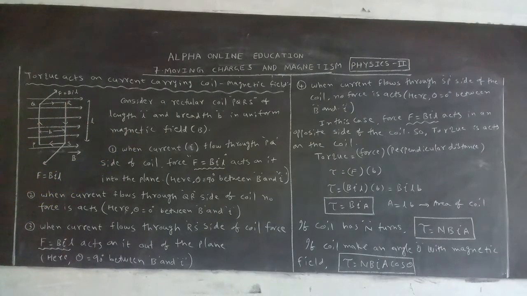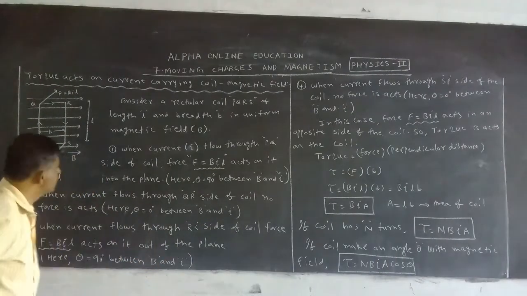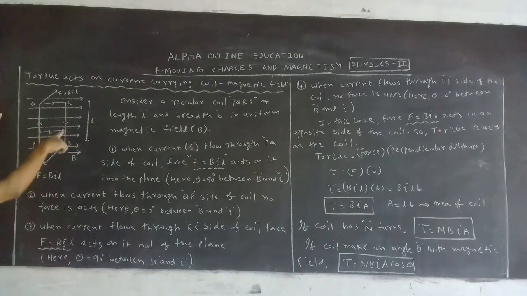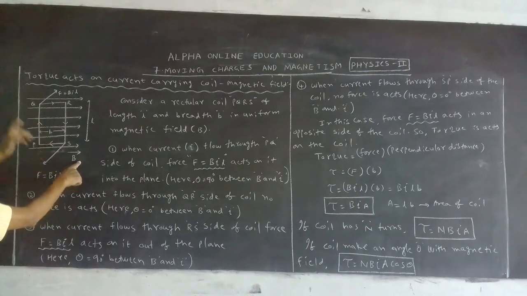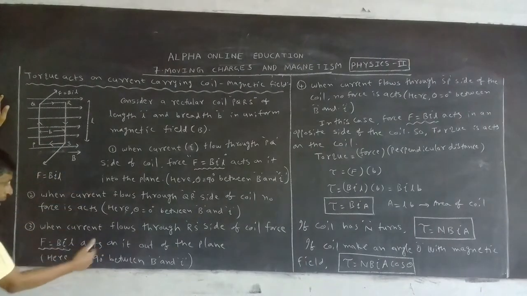Here perpendicular, here parallel. Next, when current flows through the RS side of the coil, force F is equal to BIL acts on it out of the plane. Why? Here the current is in this direction, the magnetic field is in this direction. Magnetic field and current are both opposite. Then the force acts in this direction. Okay, it is out of the plane.